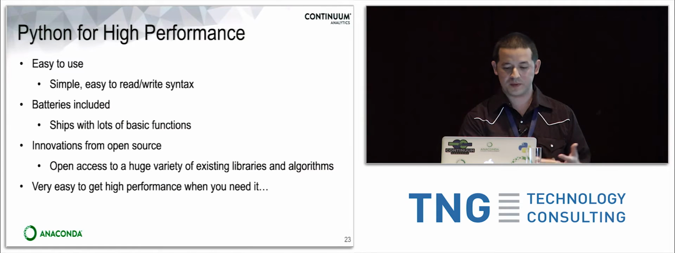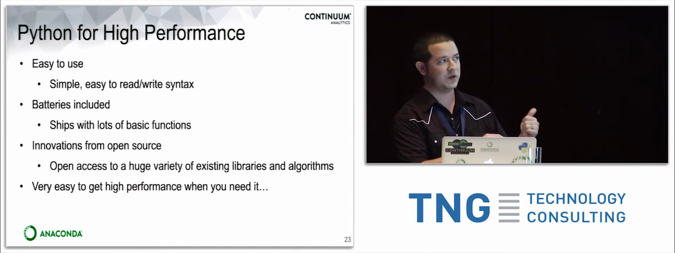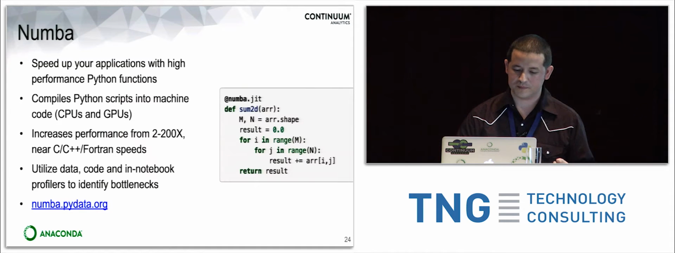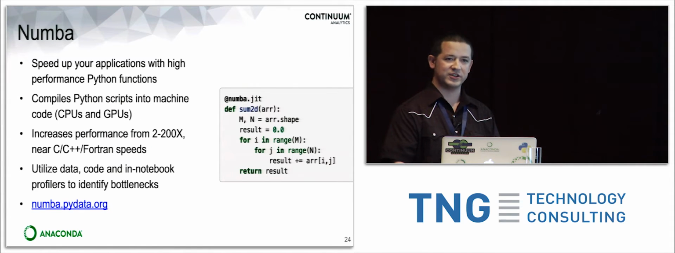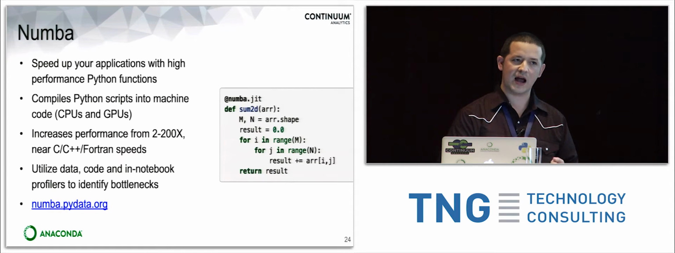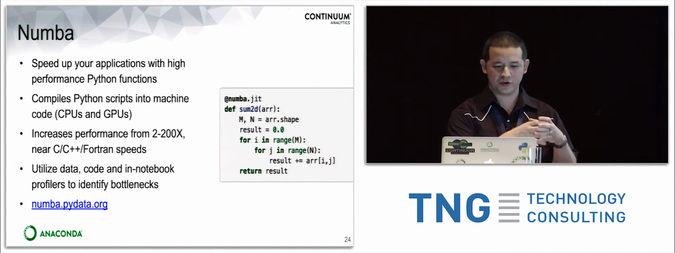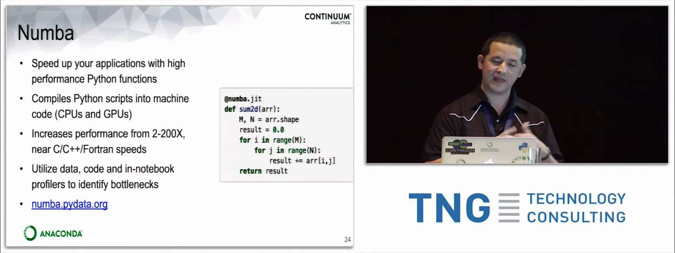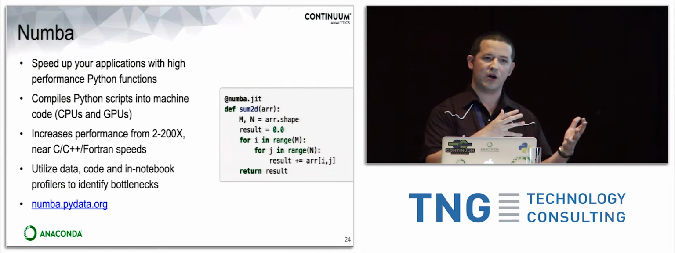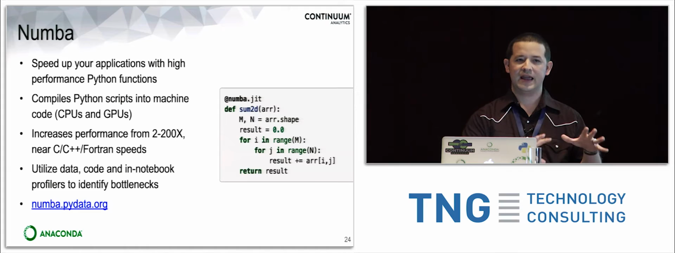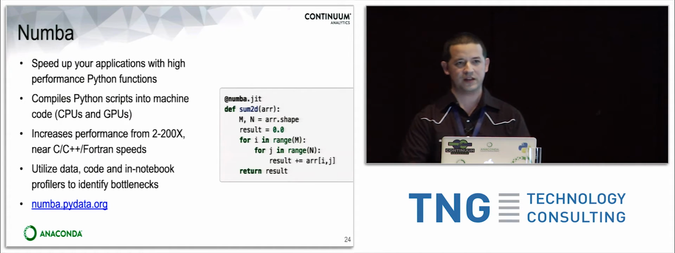And there's innovations from open source, which leads me to how do you get high performance when you need it in Python? And Continuum's answer to that is an open source project called Numba. Maybe you've heard of this. It's a just-in-time compiler that ships your code from Python to the LLVM on the fly. What that means is portability. So if you're working on an Intel or AMD CPU, or you're working on a GPU like NVIDIA, it will compile to that target and optimize for that target at runtime.